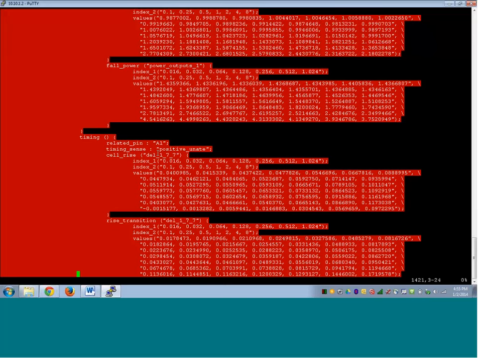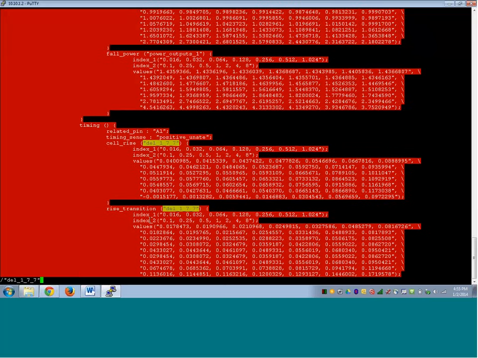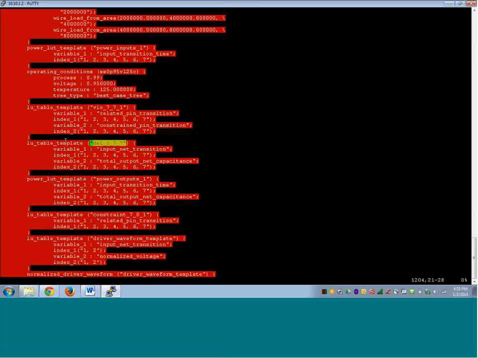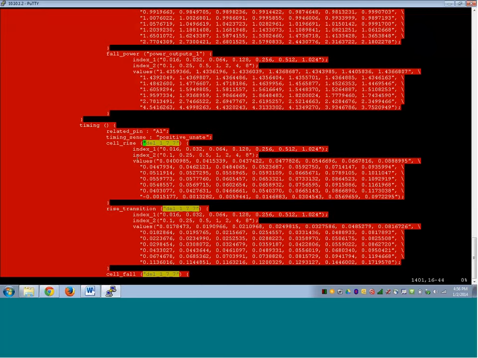So we can see what this table is by looking at the top. This is the lookup table it's using. Variable one is input transition. Variable two is output cap. If you see the index one and index two values, they are both infinite values, but they are dummy values. Whenever this table is used, the indexes are assigned the proper values.